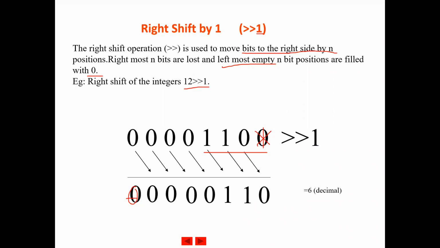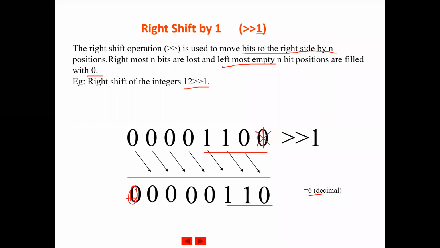Are you listening? After shifting, even if it is 1, we will be filling the empty location with a 0 only, not like 1 will be coming and sitting in the front. So if you convert this 110 into decimal, you will be getting 6. So 12 will be converted into 6 after right shift.